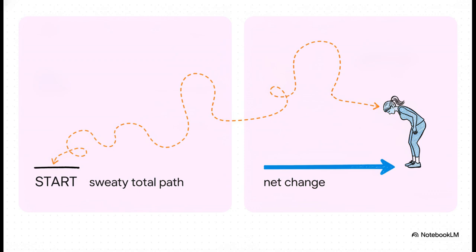The total length of the path she actually ran, the physical ground her feet covered, which is the total distance, is 100 meters forward plus 60 meters back. That's 160 meters. But her displacement? That is just the net change from her starting point to her final position. She started at 0, she ended at 40, so her displacement is a mere 40 meters.